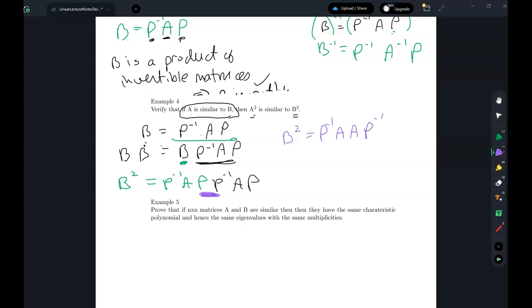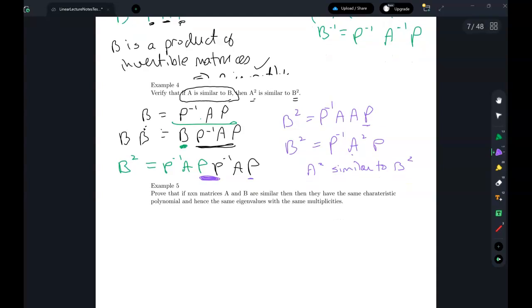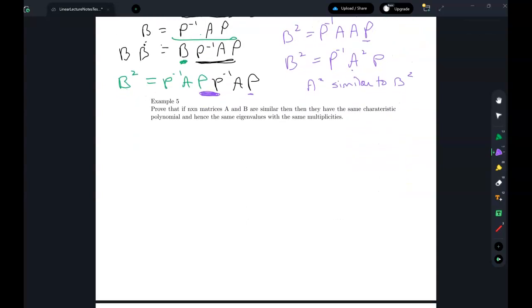Oh my goodness. Look at what I've got. I've got A squared in there, don't I? So I've got B squared is equal to P inverse A squared. Oops, I put an inverse here. It shouldn't be an inverse there, right? I'm carrying along that P, which is here. I think I have it. I think I have A squared is similar to B squared.